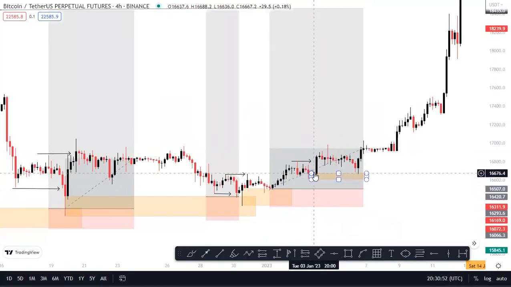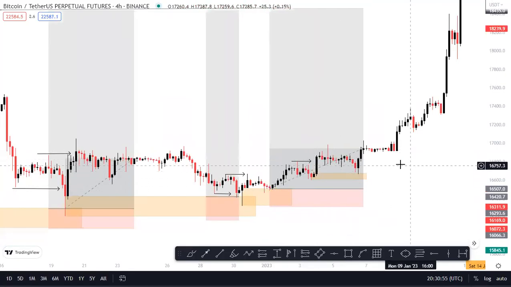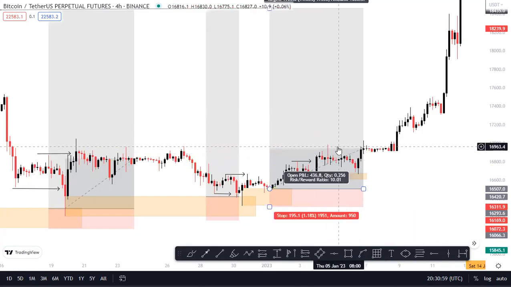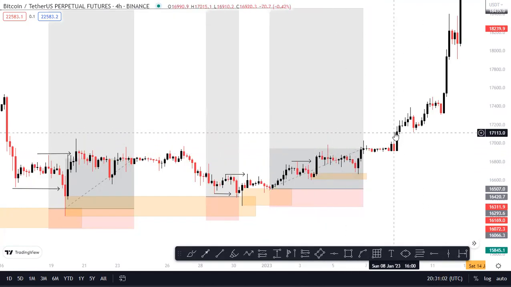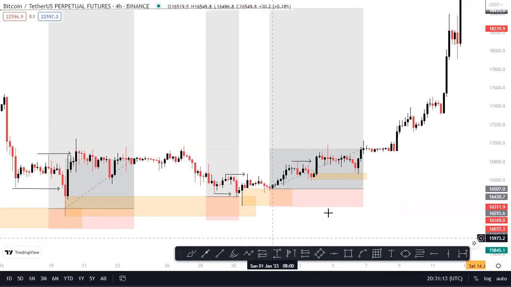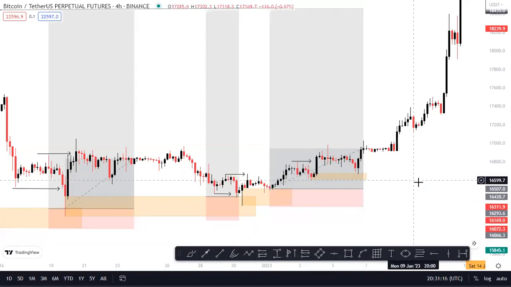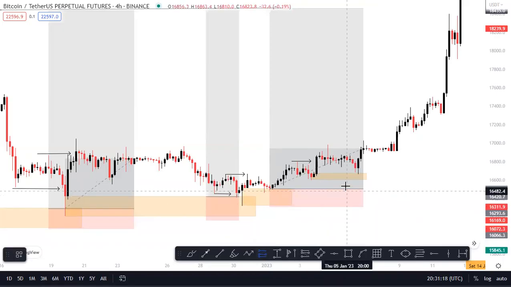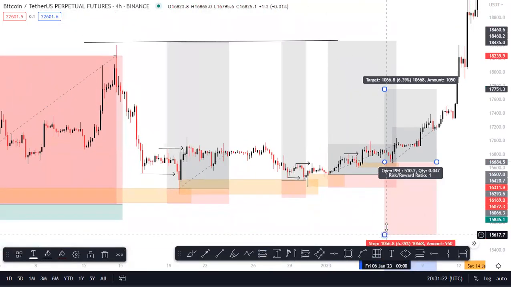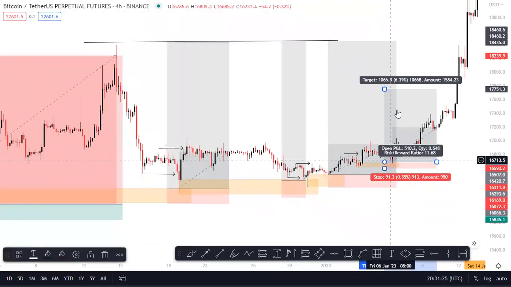So we broke structure, and you know that BOS is a continuation sign, telling you that every time we have a BOS, you can as well buy from the other block because the trend is now clear that we are buying to the upside. So this is a nice other block to buy from, and it's a pin bar. I like pin bars. They have a higher probability of holding than any other candlestick. The pin bars, they hold more than any other blocks I've seen.